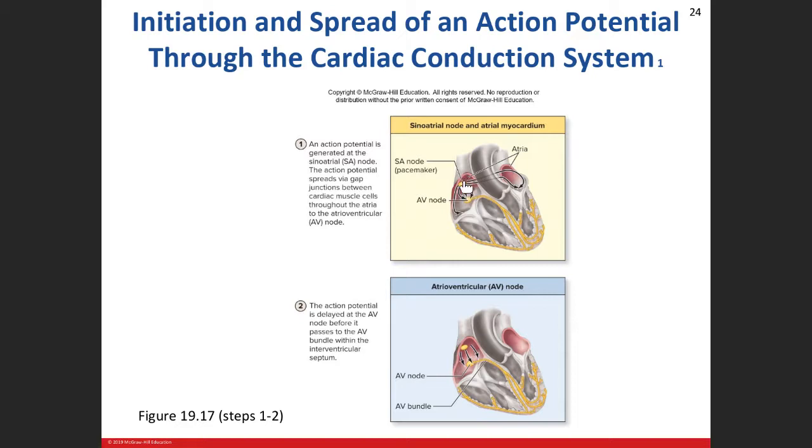So we're seeing the SA node, our pacemaker, depolarize. It's going to spread out like a wave across the atrial walls, and that will cause both the atria to contract in unison. As we get down here, our signal depolarizes across the atria. Then we get to the AV node. Remember, the AV node is like our bottleneck.